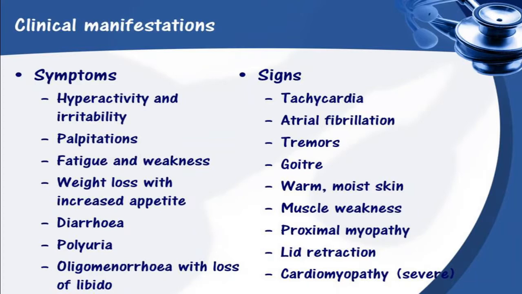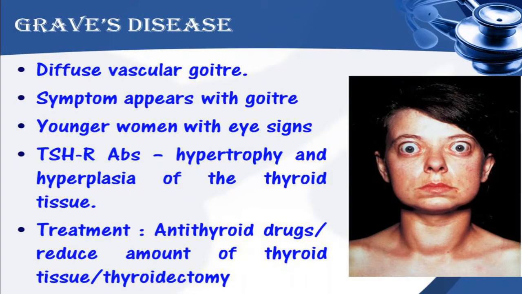So, clinical manifestations: hyperactivity, irritability, palpitations, fatigue and weakness, weight loss with increased appetite, diarrhea, polyuria, oligomenorrhea with loss of libido. Other signs are tachycardia, atrial fibrillation, tremors, goiter, warm moist skin, muscle weakness, proximal myopathy, lid retraction, and severe cardiomyopathy. So this is Graves' disease, and in Graves' disease you have diffuse vascular goiter.